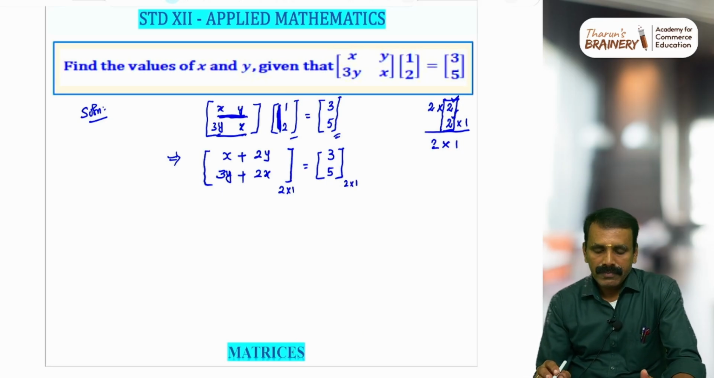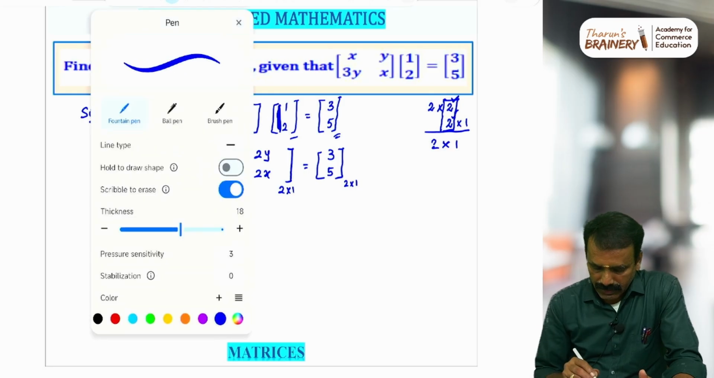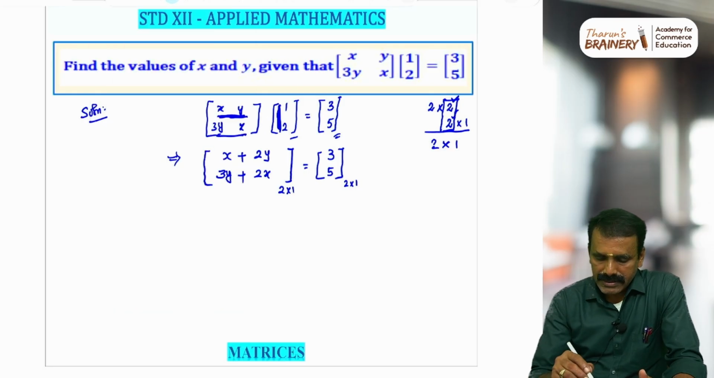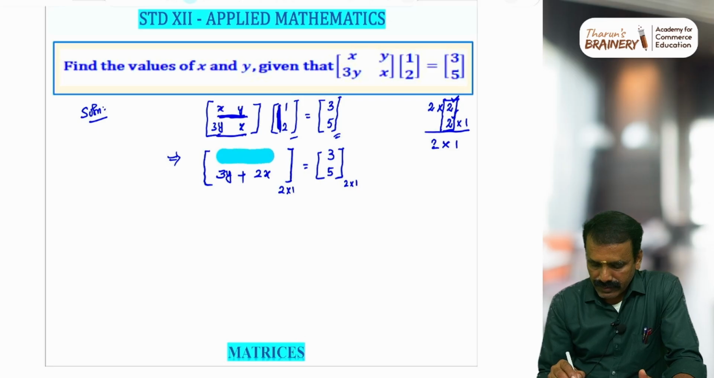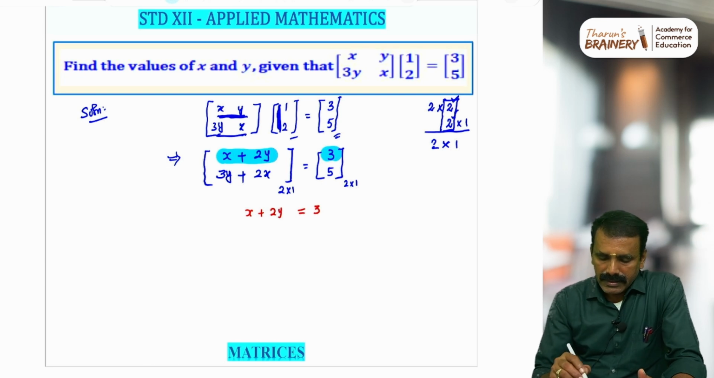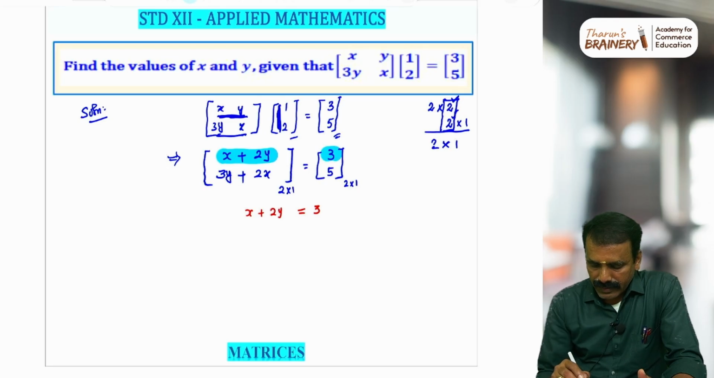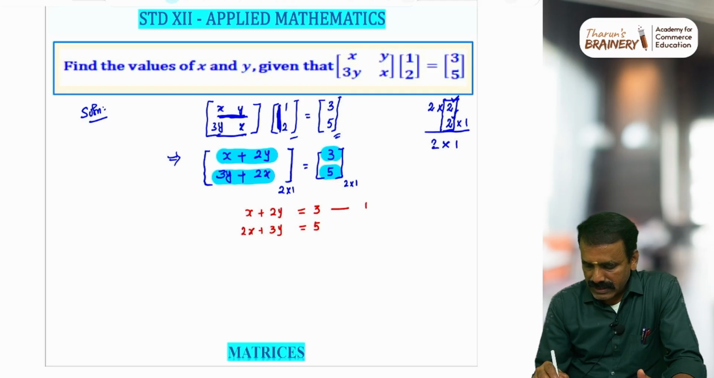The matrices are equal. So their corresponding elements are going to be equal. So we equate the corresponding elements. So first we equate the first row first column element with the first row first column element. So what is the answer we are going to get? x plus 2y equal to 3. Then we compare the second row first column with the second row first column. So it is going to be 2x plus 3y equal to 5. So this is taken as the first equation and this is taken as the second equation.